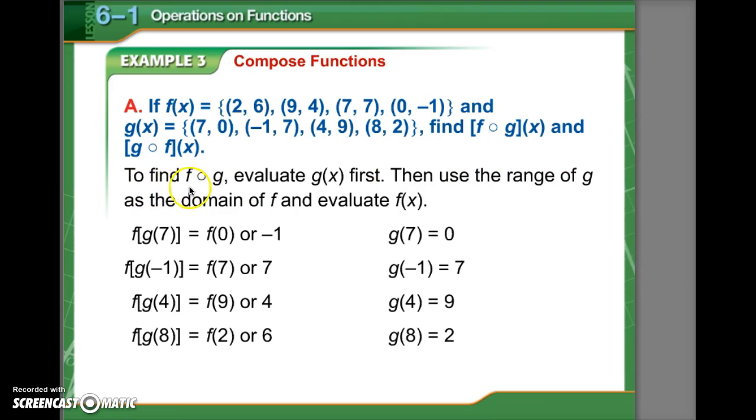Okay, so it says to find f composition g. First we need to evaluate g of x. Then we're going to use the range value. That's the y value of g, and that goes in the domain, the x value of f.